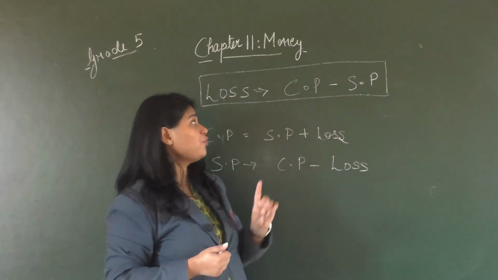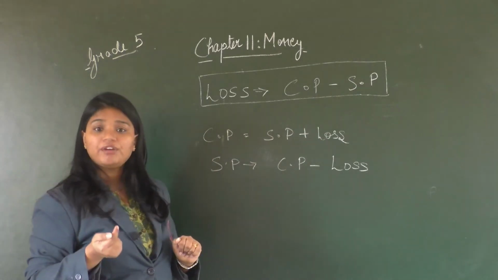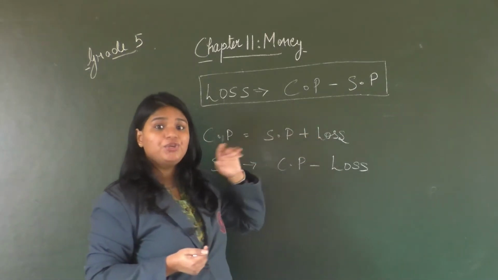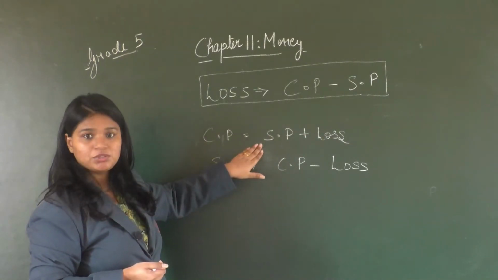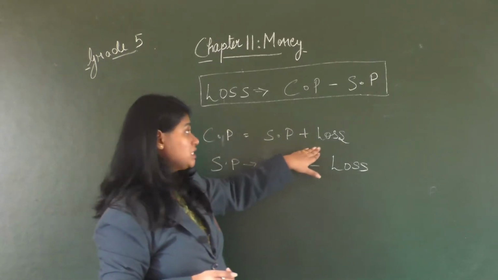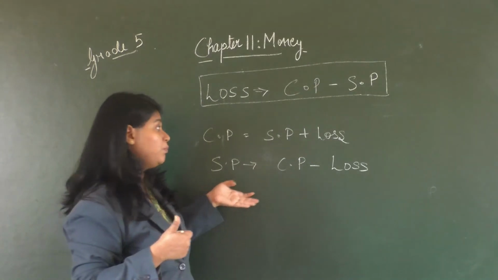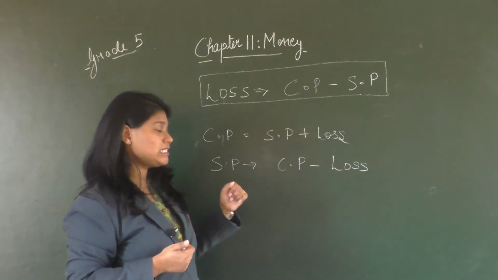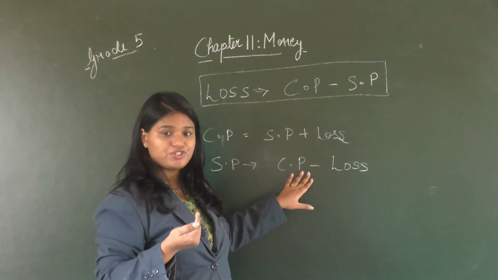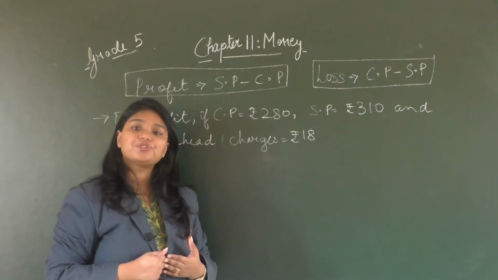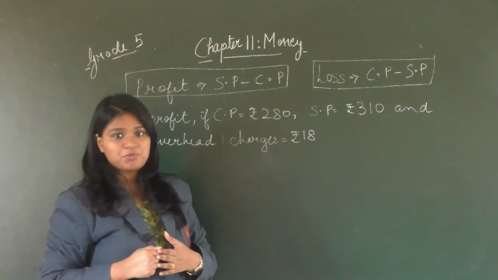Now here also, if you have any two values, you can find the third value. For example, if you have the value of selling price and loss, you can calculate the value of the cost price. How? CP is equal to SP, that is selling price plus loss. Now you can also calculate the value of selling price with the help of cost price and loss. That is SP, that is selling price, is equal to CP, that is cost price minus loss. So students, we learned about profit and loss. Now let's solve some problems based on it.